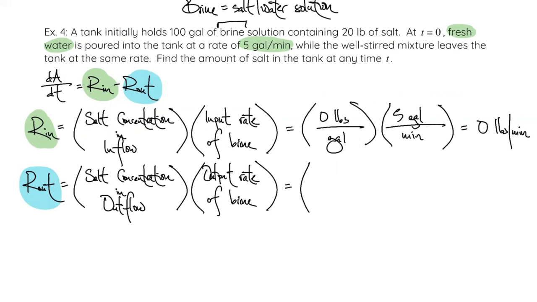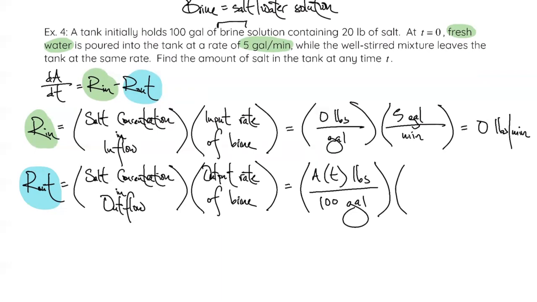Well, whatever amount is in the tank, A of t represents the amount of salt. In fact, it represents the pounds of salt in the tank. And how many gallons are in the tank? Well, we have 100 gallons. This is another reason I really like to write the units, because they help me figure out what goes where.